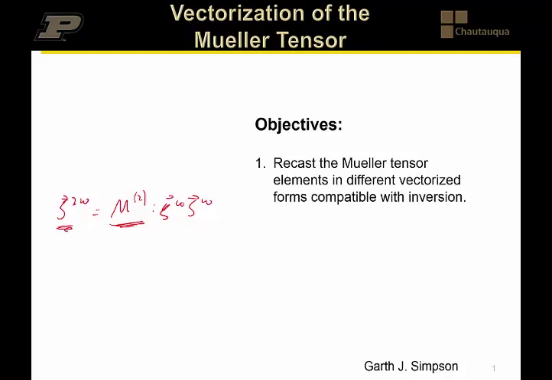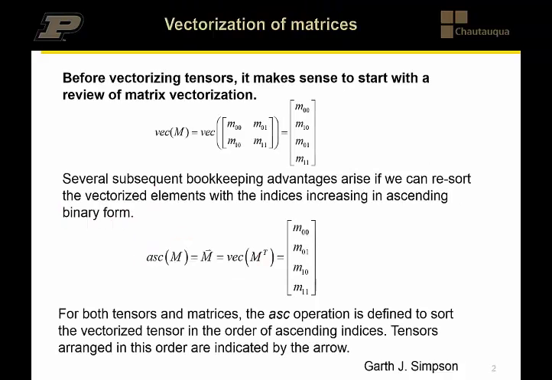So the topic of this little snippet is vectorization of the Mueller tensor. So we'll turn this into something where the M can be pulled out in a vectorized form and then solved for it using linear algebra. And I'll start, before going into vectorization of tensors, by briefly reviewing vectorization of matrices, because that will serve as the foundation.